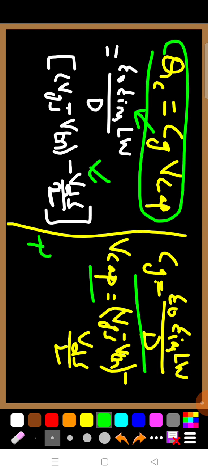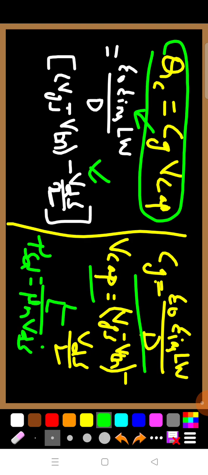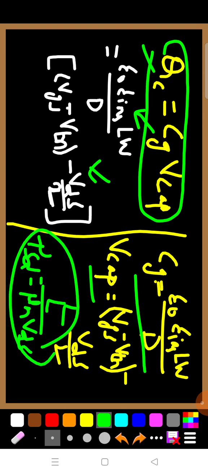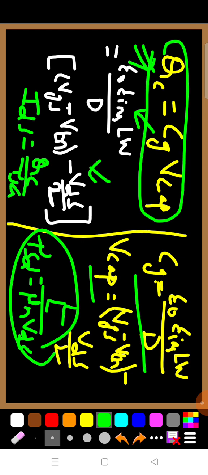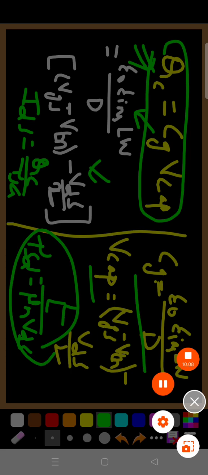We know the electron transit time. What is that? L square by mu n into VDS. Therefore, this expression and this one I am going to substitute in the major expression. What is that major expression? Ids is equal to QC upon the transit time. Is it clear? Now we will see what will happen after substituting this.